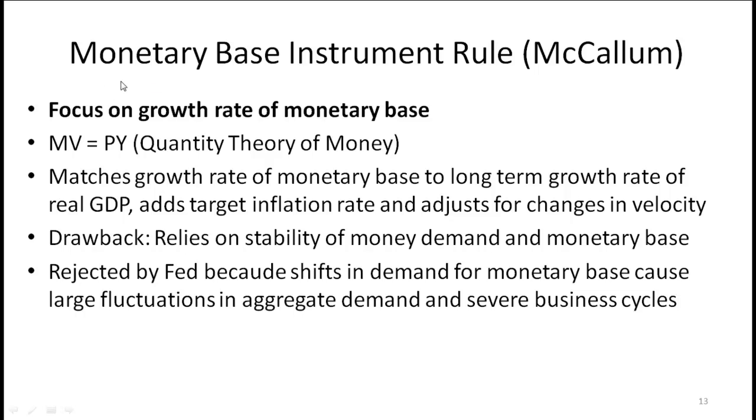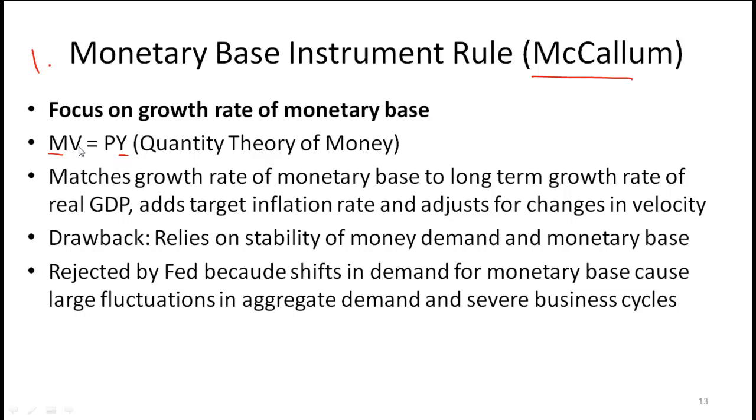Number 1 is the monetary base instrument rule, also called the McCallum rule. This has a focus on the growth rate of the monetary base, and this says that M, which is money, times V, velocity, which means how fast money is used, is equal to P, the price level, times Y, the output. So what this strategy tries to do is match the growth rate of the monetary base to the long-term growth rate of the GDP or the output.